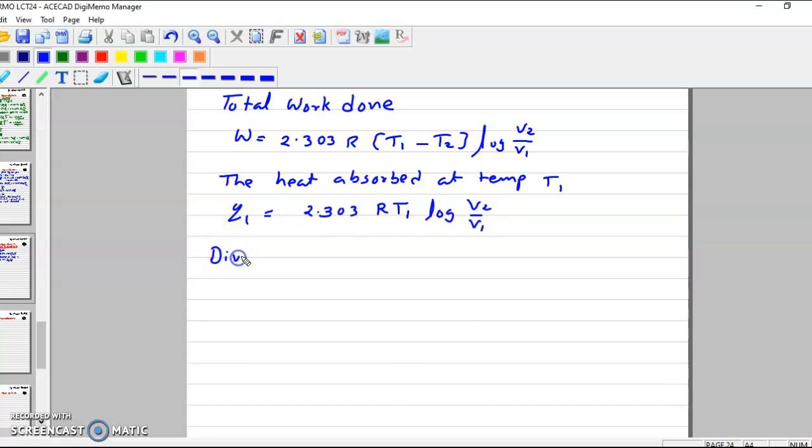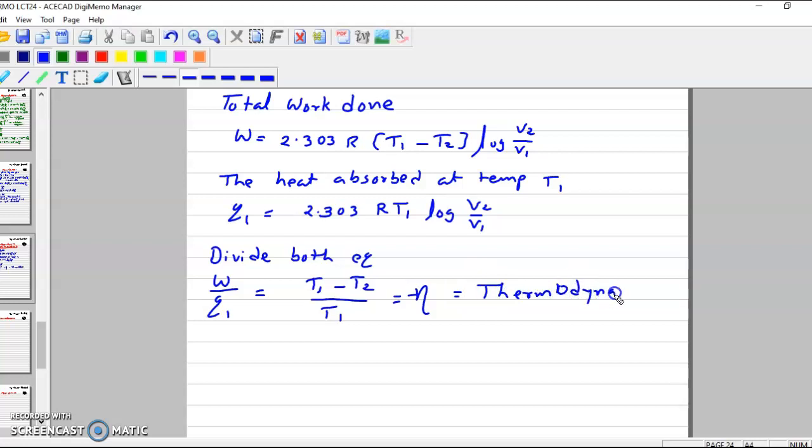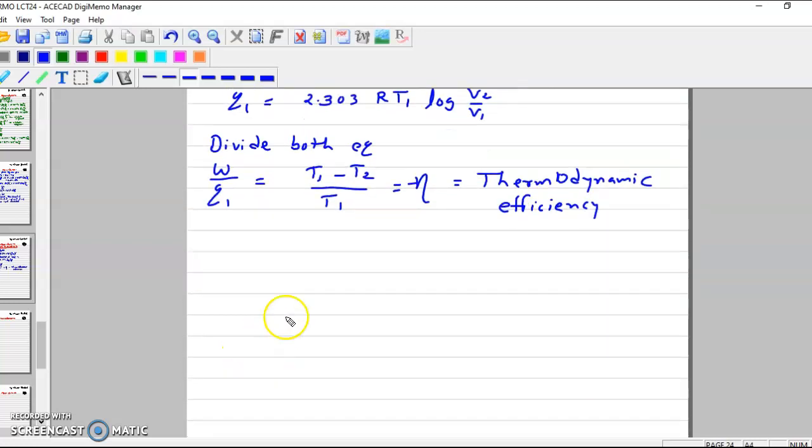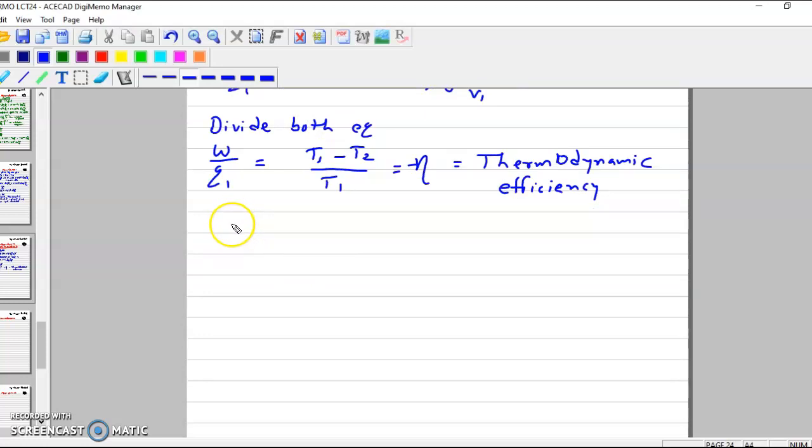Now divide both above equations. So we will get W upon Q1 is equal to (T1 minus T2) upon T1, and this is called thermodynamic efficiency. So T1 minus T2 upon T1 is called thermodynamic efficiency.